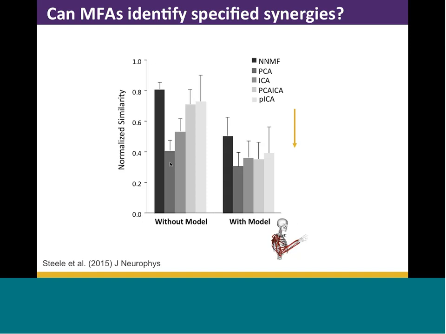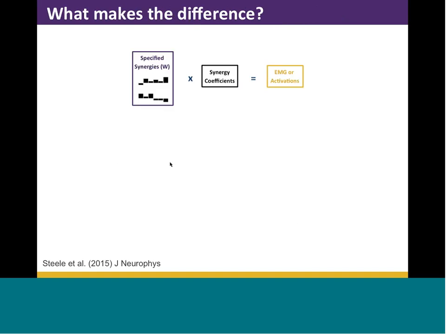And so somehow, by having just the biomechanical and task constraints specifying which synergies were being activated, we had a difference in the ability of these matrix factorization algorithms to accurately identify the synergies that we knew were constraining and underlying the system. So what's going on here? If we look at our system, we had our specified synergies and our synergy coefficients, which we were using to calculate our muscle activations, or what you might consider like our EMG in our model. And so without the model, our specified synergies were identical.